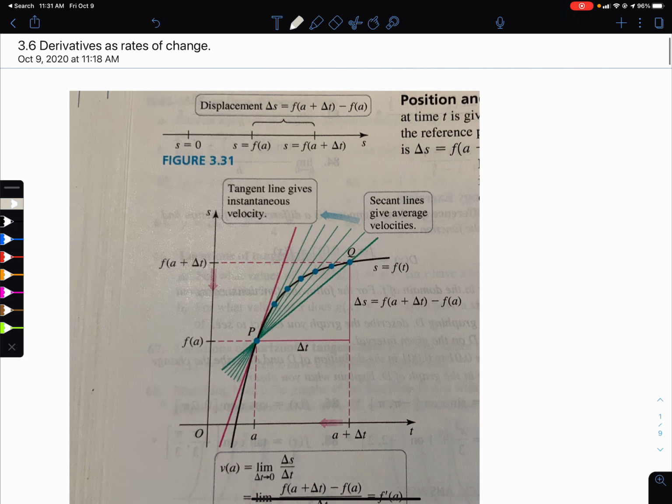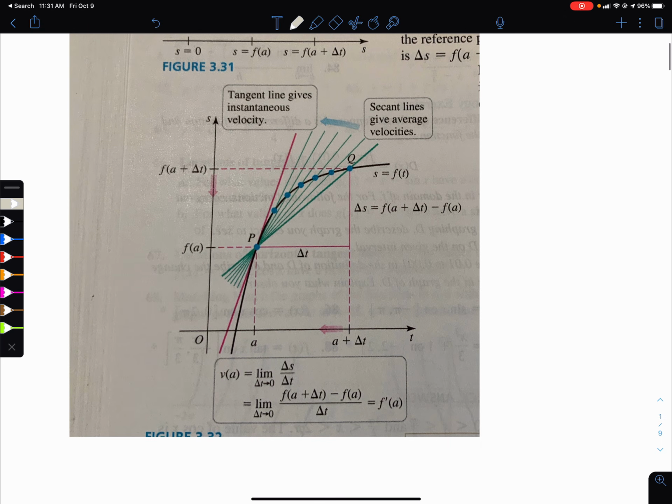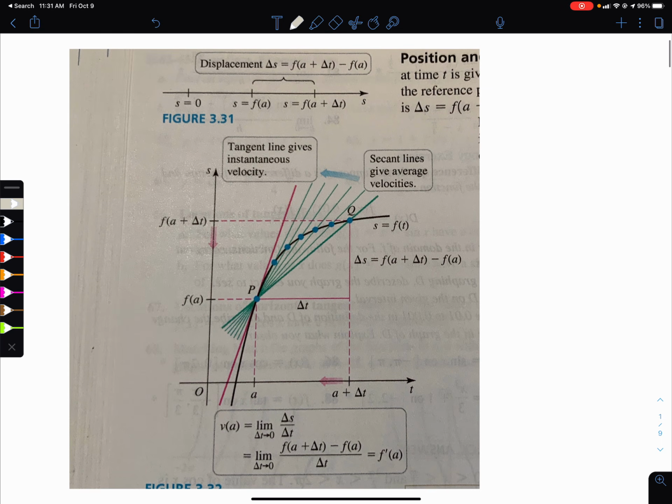So derivatives as a rate of change. The first example is position. And every year, there's always one FRQ that's all about position, acceleration, and velocity. And so that's what we're going to be focusing on here. So we are doing two-dimensional motion, meaning you can move either left or right.